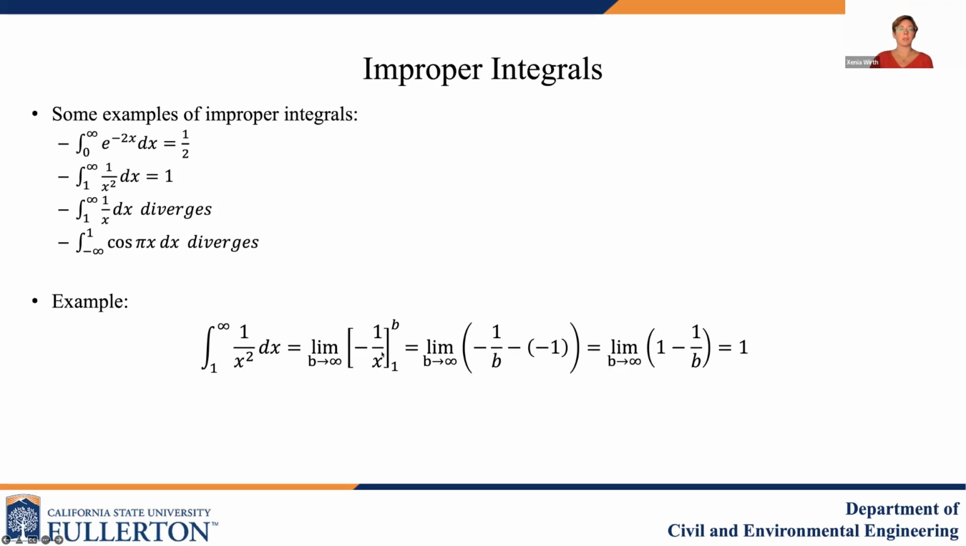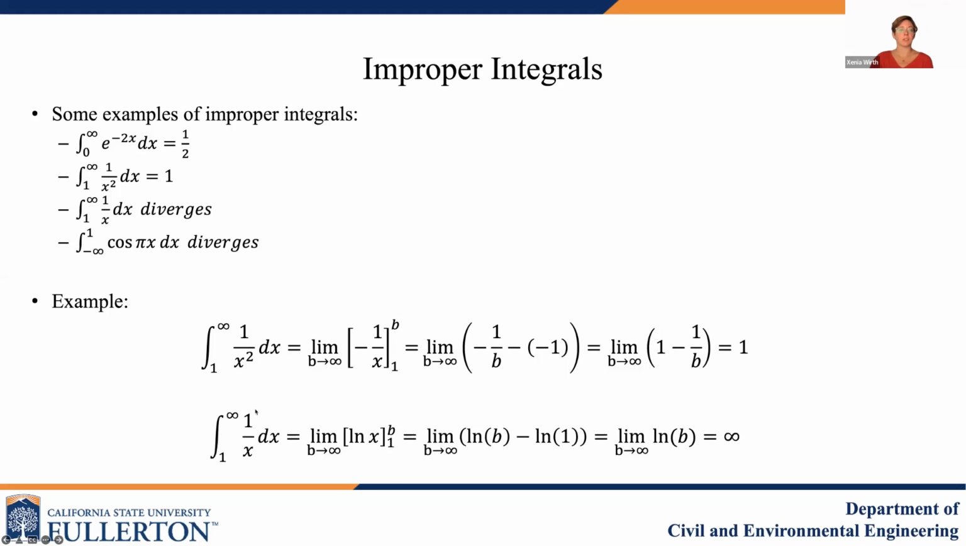So if I substitute b in here, I get negative 1 over b, minus negative 1, because that's my limit of infinity. And I find that the limit as b approaches infinity of this solution to the integral, 1 minus 1 over b, actually converges to 1. Because as b gets larger and larger, this expression will converge to 0, and this entire expression will converge to 1. So that's why the integral from 1 to infinity of 1 over x squared dx is actually equal to 1.